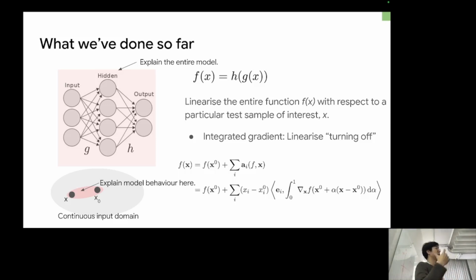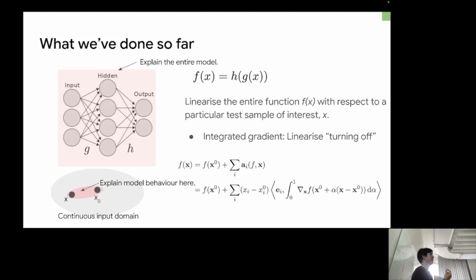And one way to still try to make sense of it is by using the difference in pixel values between the current pixel value for I and the baseline pixel value for pixel I, and multiplying that with some directional gradient, which is integrated along the linear path between the current input and the baseline input for pixel I.